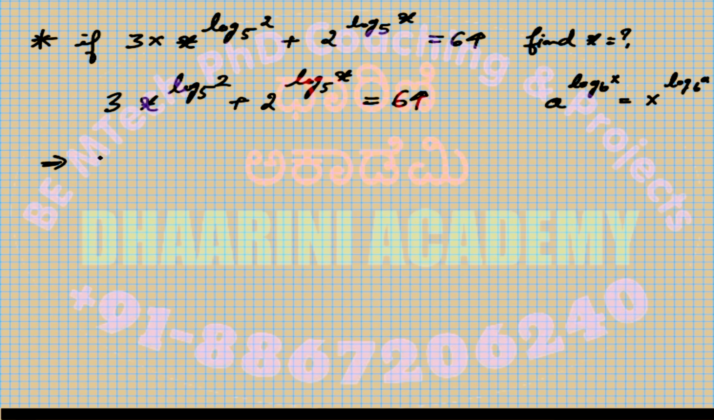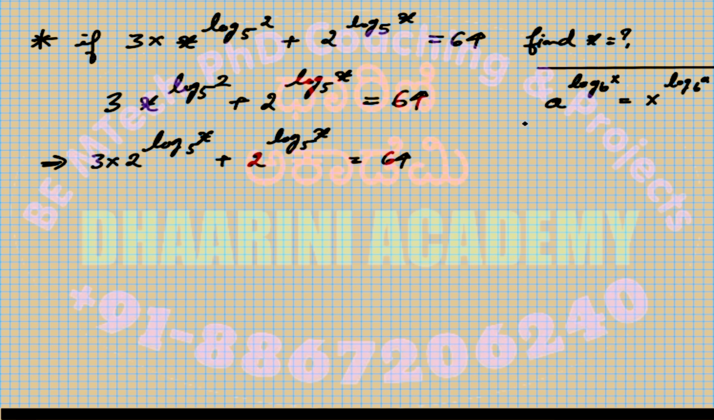This implies 3 times 2 to the power log x to the base 5 plus 2 to the power log of x to the base 5 equal to 64. We just need to identify the properties at the right time. So this is 3 times something plus 1 time that, so this simply becomes 4 times 2 to the power log x to the base 5 equal to 64.